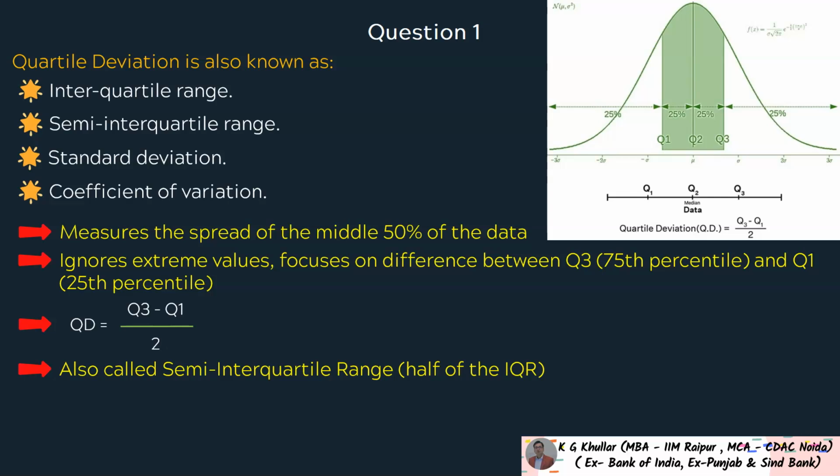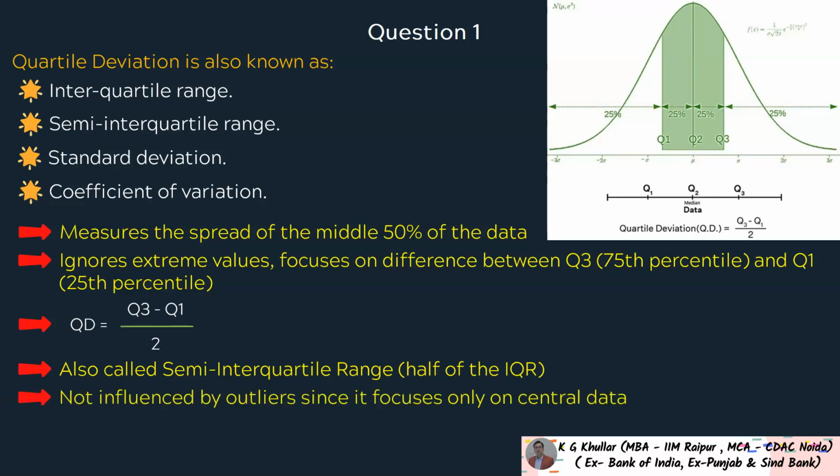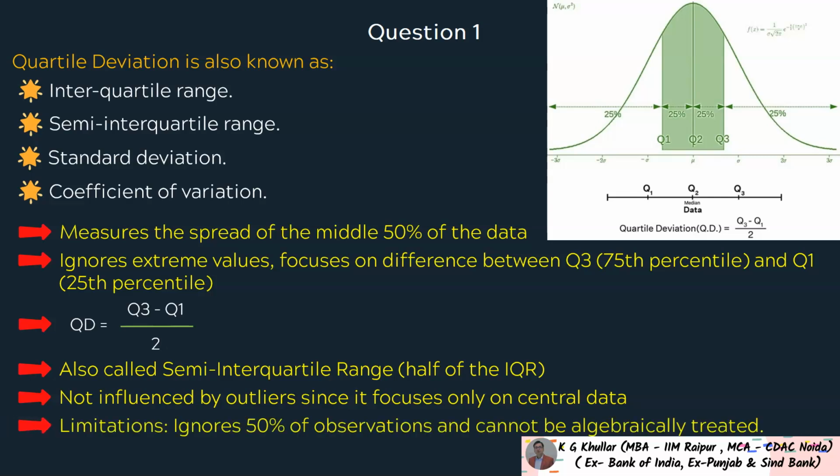Now this makes quartile deviation half of the interquartile range. Also note, since it focuses only on central data, it is not influenced by the outliers. However, it ignores 50% of the observations and cannot be mathematically treated. Hence it is called semi-interquartile range. Thus the correct option for the given question is option B.